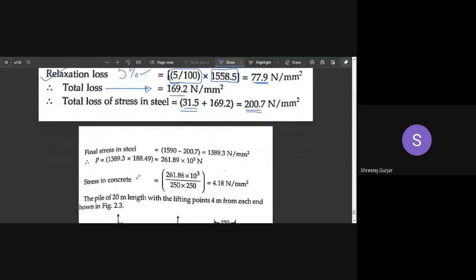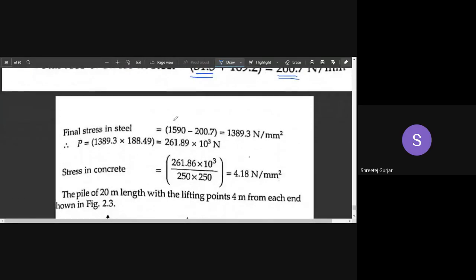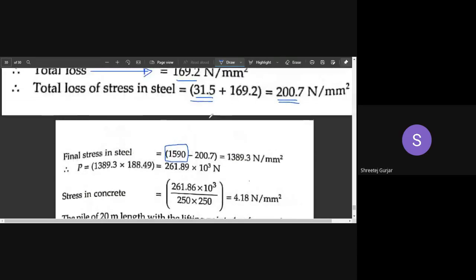So now the final pre-stress in steel, final pre-stress after considering all the losses. This was your initial pre-stress which was applied in steel, before any loss occurred. Now we have calculated the amount of loss was 200.7. So what is the final pre-stress remaining in your steel after all the losses? It is 13989.3 Newton per mm squared. So this is the amount of stress that is left in your steel after your losses.